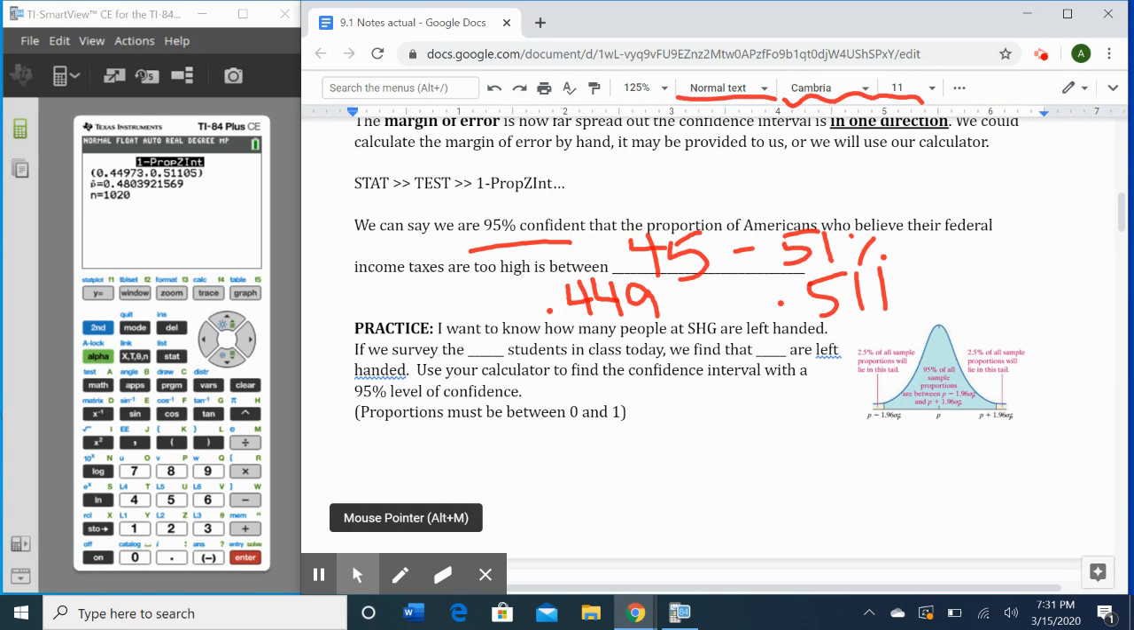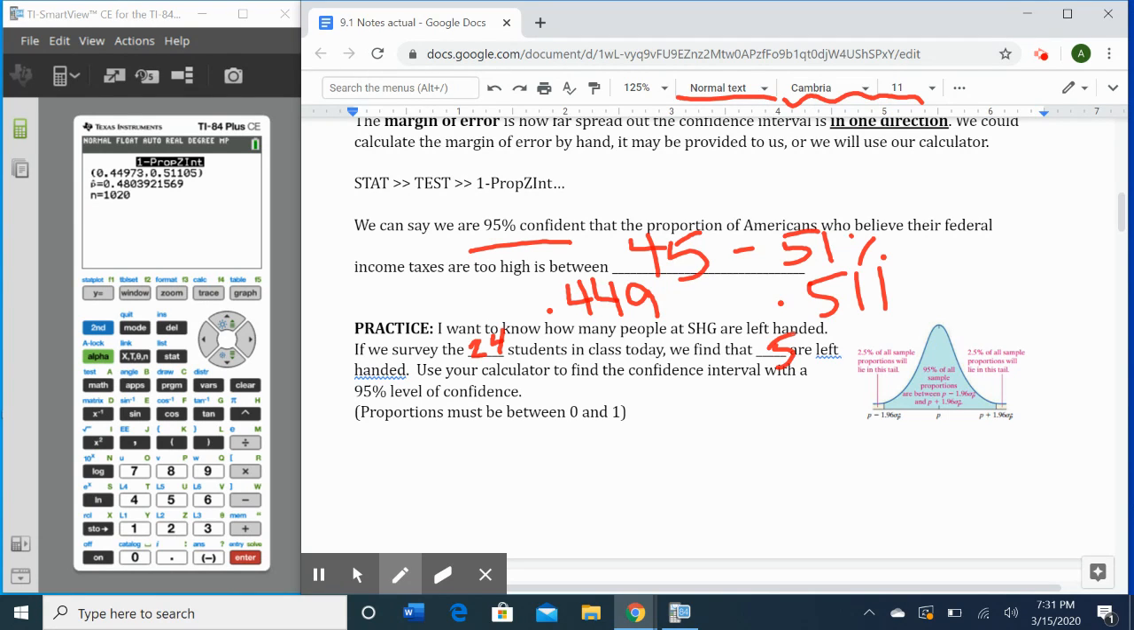So it says, I want to know how many people at SHG are left-handed. This is a great question for us to be doing on an e-learning day. So if we survey, let's say there's 24 students in our class, which would be if everyone was here. I don't know how many of you are left-handed. Maybe you can comment on this video if you're left-handed and we can find better stats. But let's say 5 of you are left-handed. I don't know if that's true or not. It might be more, it might be less, but that's what we'll use.